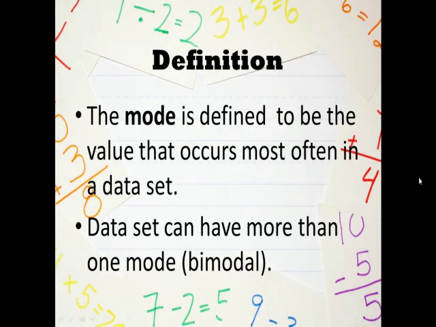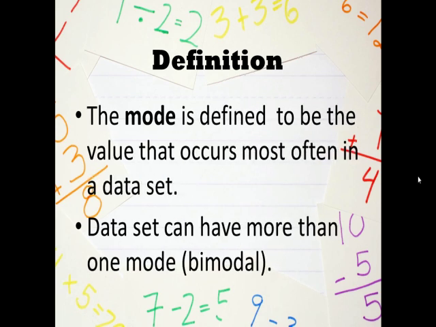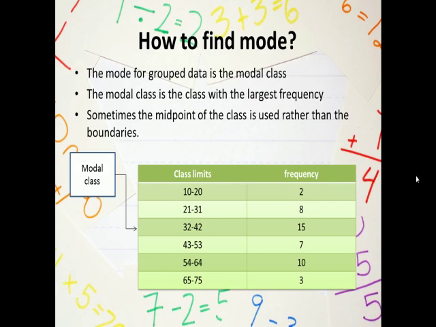Now we go to the last but not least part, which is the mode. The mode is defined to be the value that occurs most often in a data set. But we should take note that a data set can have more than one mode, which is called bimodal. How to find the mode?